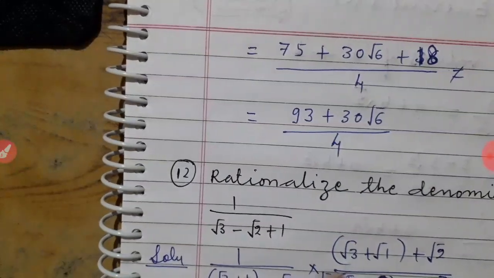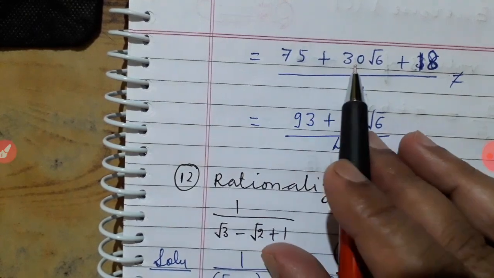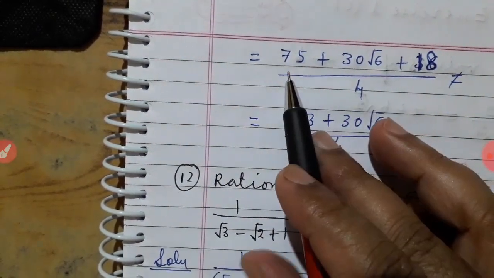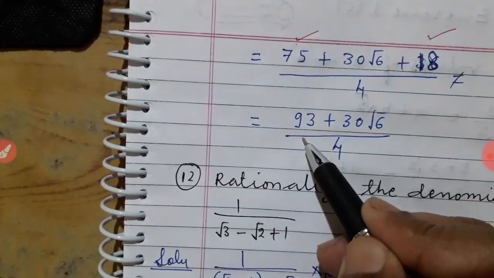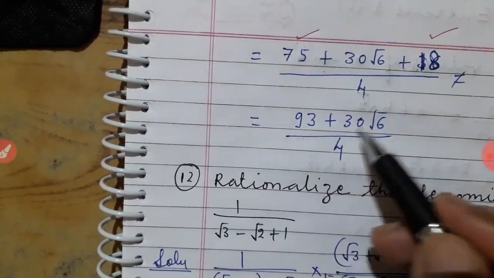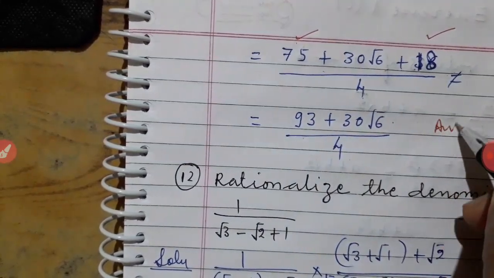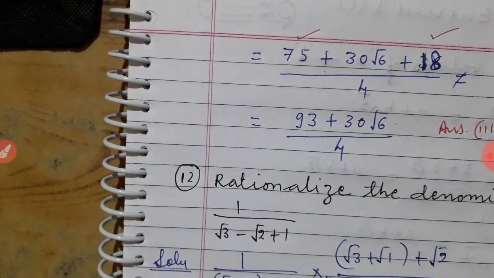Then after this, here we are getting one multiplication, that is 75 plus 30 root 6 plus 18 upon 4. So when you add 75 with 18, you are getting 93 plus 30 root 6 upon 4. So this is your third answer.